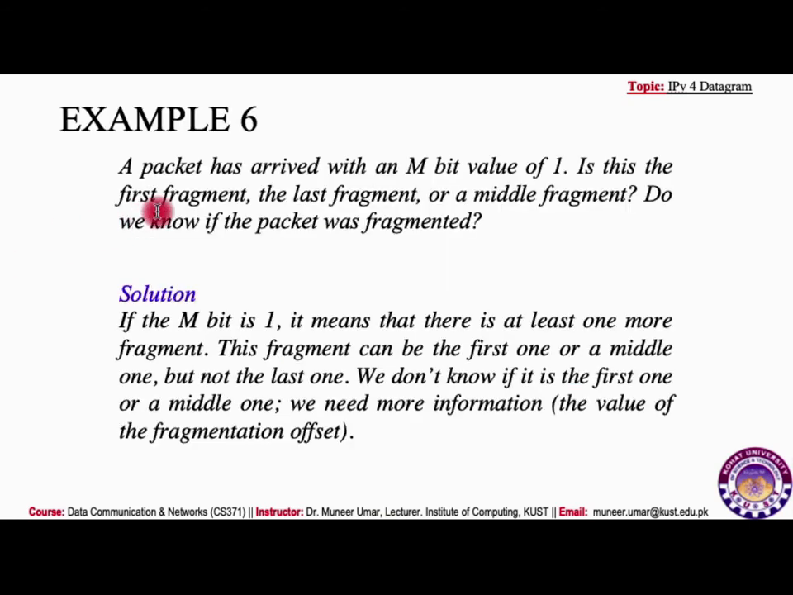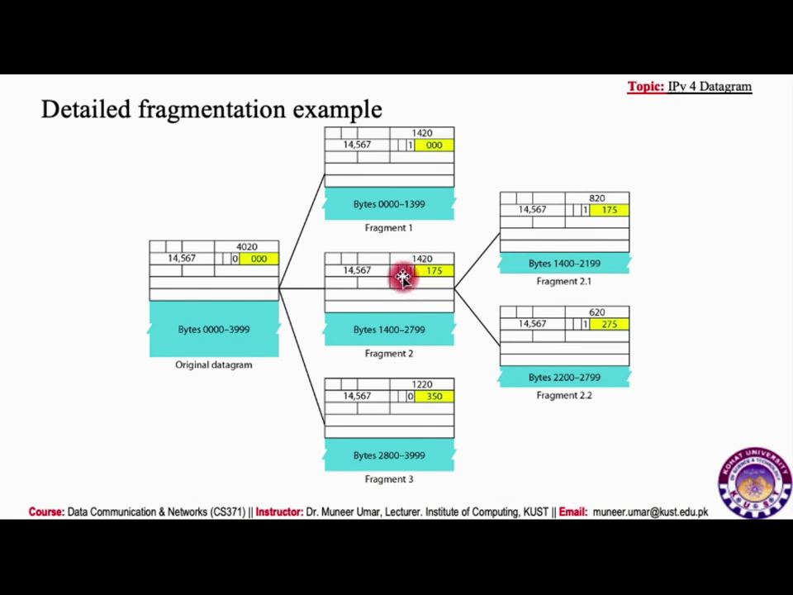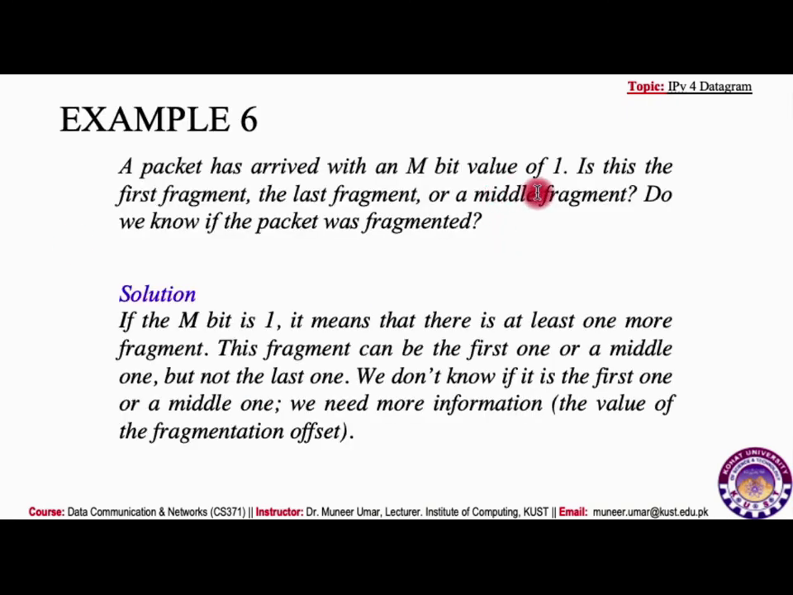Then next example, a packet has arrived with an M bit value of 1. Is this the first fragment, the last fragment, or a middle fragment? Do we know if the packet was fragmented? Now, if we look into the IP datagram here or here, the M bit is 1 in this case. So what would it be, first fragment, last fragment, or middle fragment, and whether there is fragmentation or not.